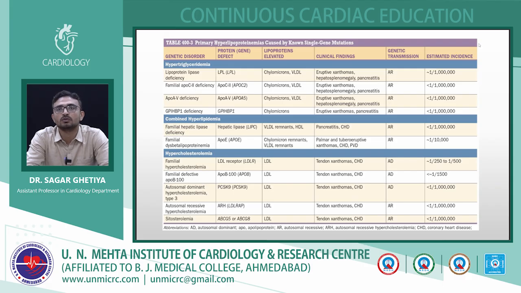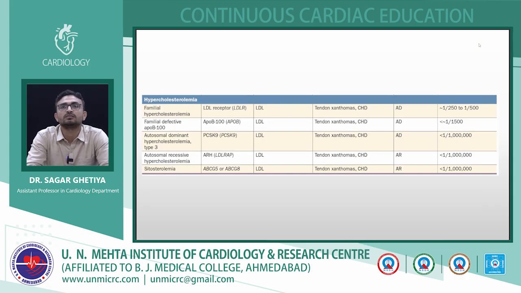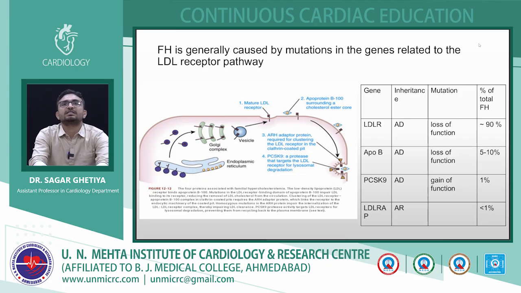Hypercholesterolemias have an autosomal dominant mode of transmission. So FH is generally caused by mutation in genes related to the LDL receptor pathway. We have already seen these genes: LDL receptor gene, ApoB, PCSK9, and LDLRAP genes. Most common type is LDL receptor deficiency, which causes 90% of cases of familial hypercholesterolemia, while ApoB100 deficiency causes 5 to 10%, and PCSK9 gain of function is the cause of hypercholesterolemia in 1% of the population.